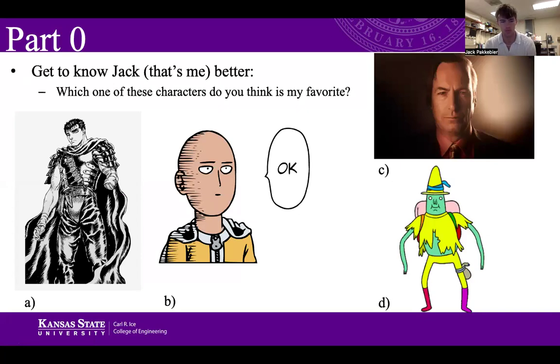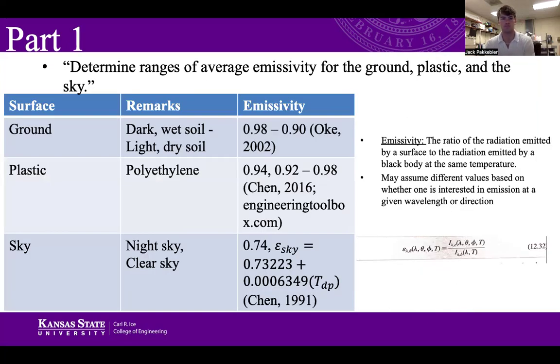So for part 0, let's get to know your classmate Jack, that's me, better. I like all 4 of these characters from various TV shows. Which one of these characters do you think is my favorite? This is very subjective, but I'll give you 3 seconds. Okay, if you said letter A, you would be correct. His name is Guts. He's from a Japanese manga called Berserk. He's very cool. So let's get started.